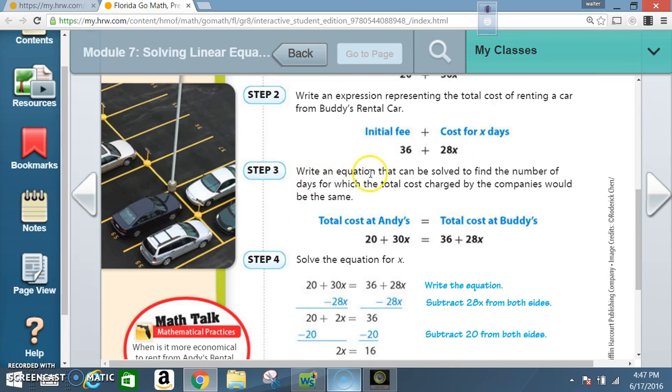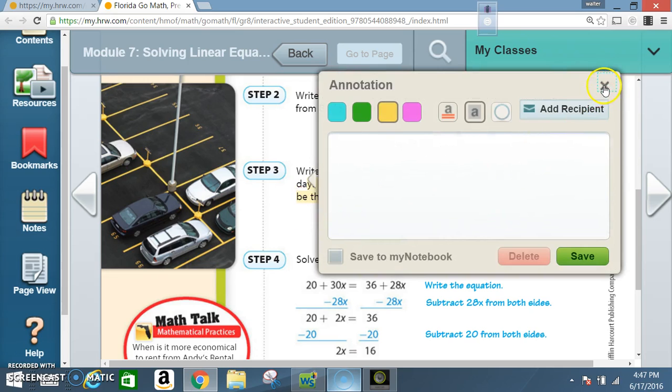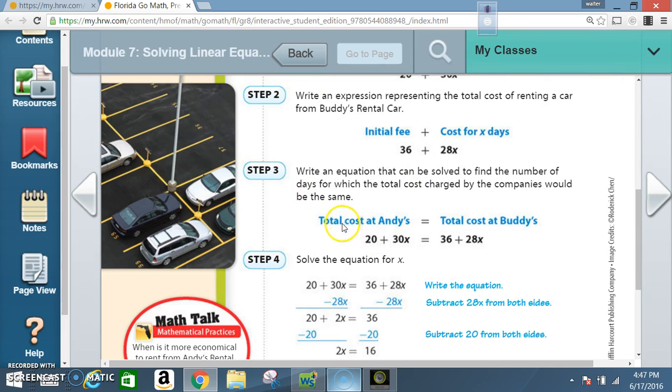Step 3, write an equation that can be solved to find the number of days for which the total cost charged by the companies would be the same. So what you would do is total cost at Andy's is 20 plus 30 times X. That's going to be equal to the total cost at Buddy's, which is 36 plus 28X.